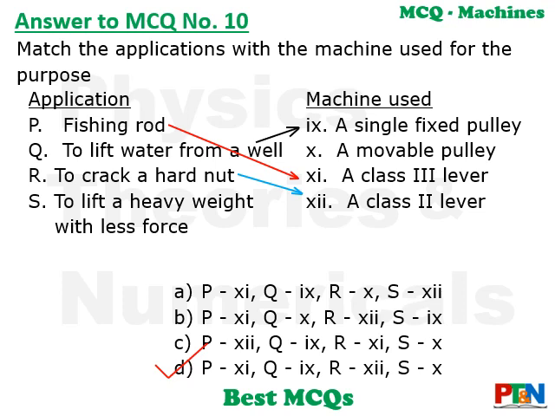And to lift heavy weight with less force, that is a movable pulley, where mechanical advantage is more than 1, that is 2. For a single movable pulley it is 2. So the correct option is option D.